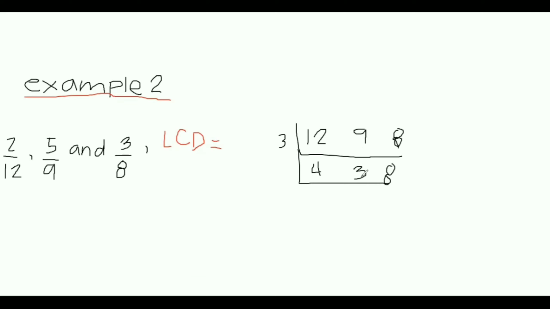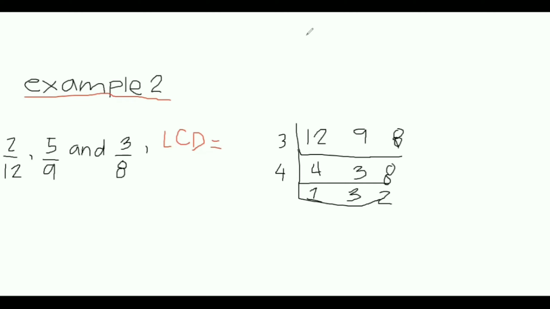And then, si 4, si 3, and si 8, meron bang common factor? Wala din. Pero si 4 at si 8, meron. Because they can be divided with 4. So, i-divide natin yan kay 4. 4 divided by 4 is 1. And then, since 3 cannot be divided by 4, bring down lang natin yan. And then, 8 divided by 4 is 2. So, meron pa ba tayong pwedeng i-divide kay 1, kay 3, at kay 2? Wala na. So, therefore, stop na tayo.